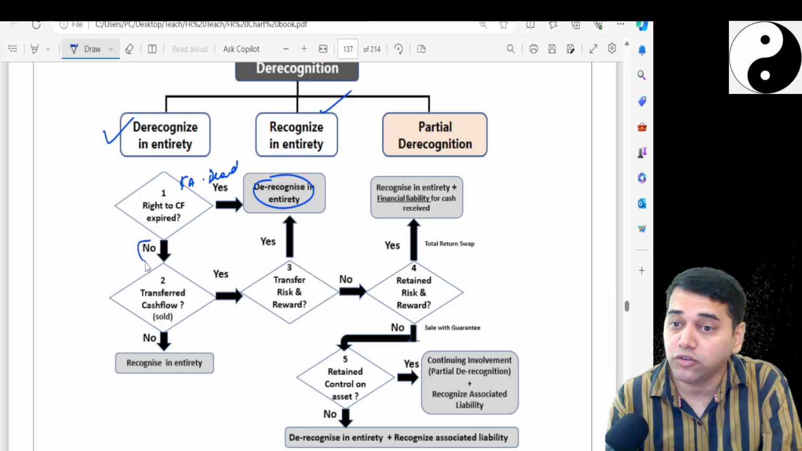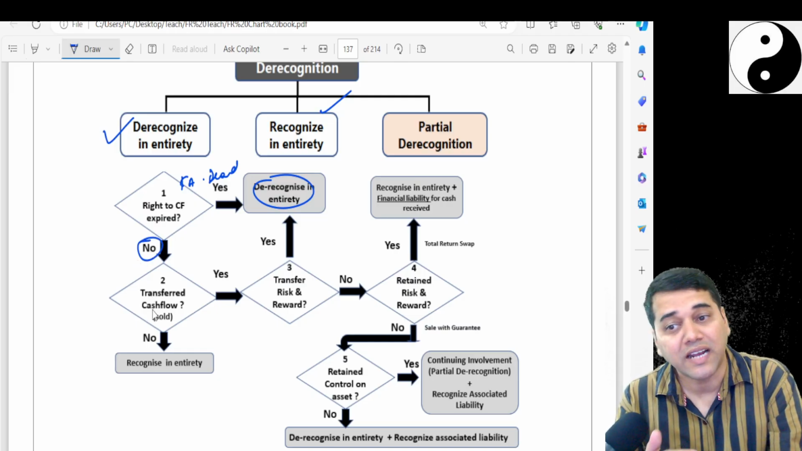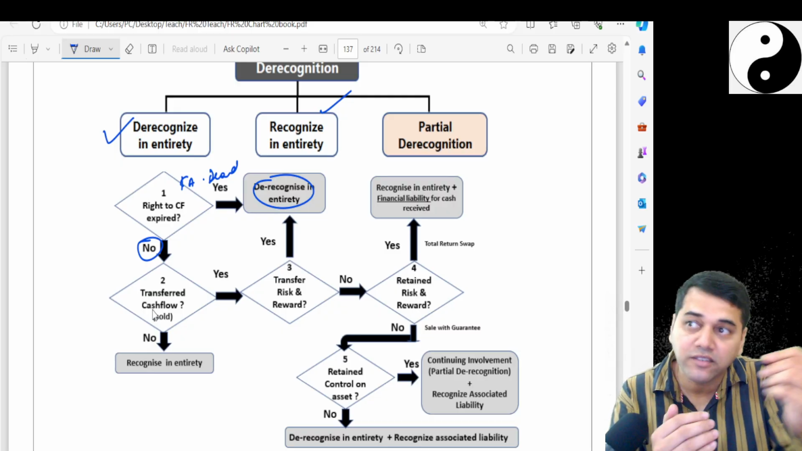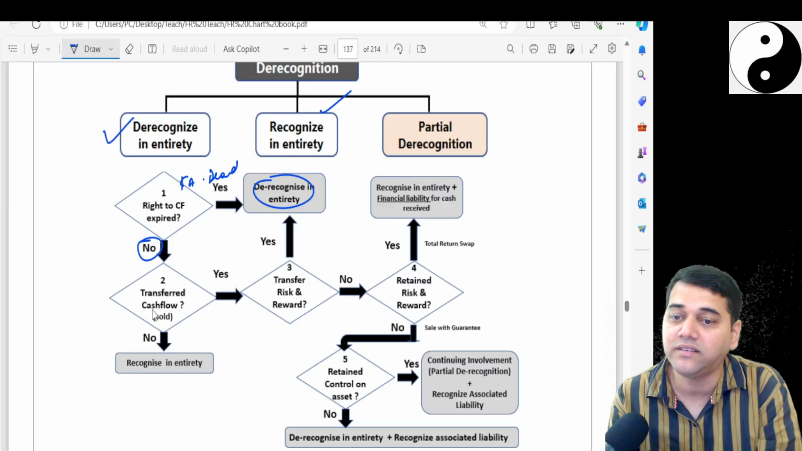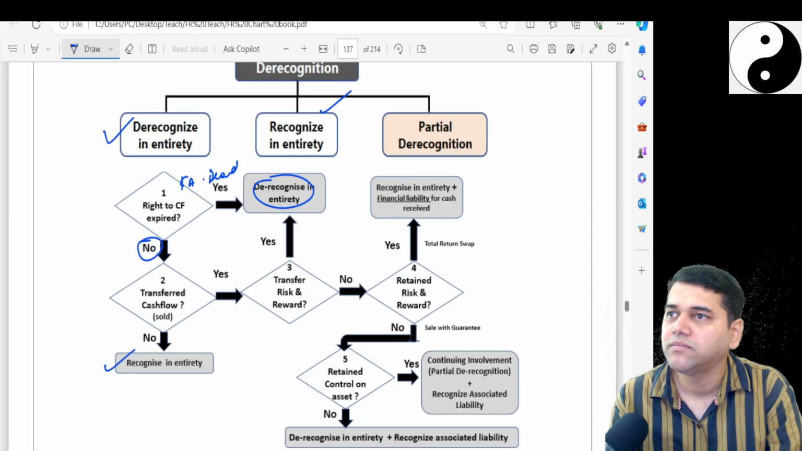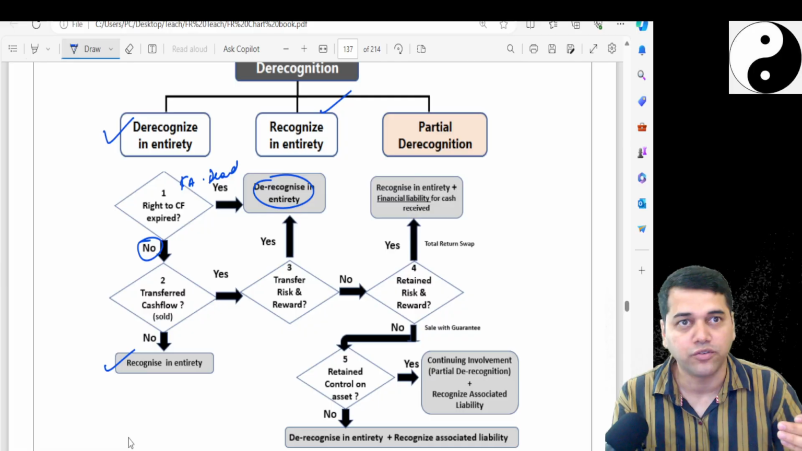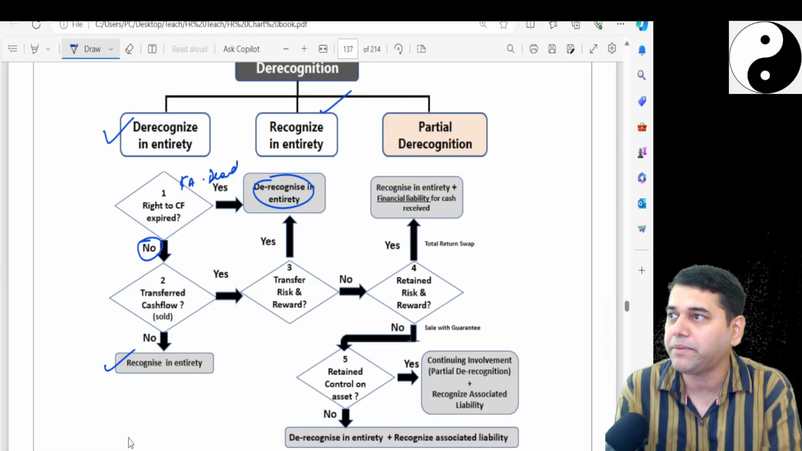No, cash flow not finished. It is still there. Did you transfer the cash flow to somebody? Did you transfer that right to somebody else? No. That means retained, no? You didn't sell it to anyone. Still the asset is giving you the cash flow, say debenture, share or whatever. Keep it in the balance sheet.